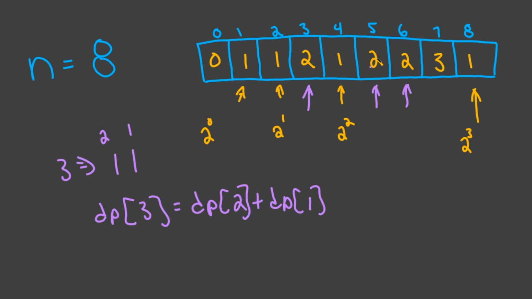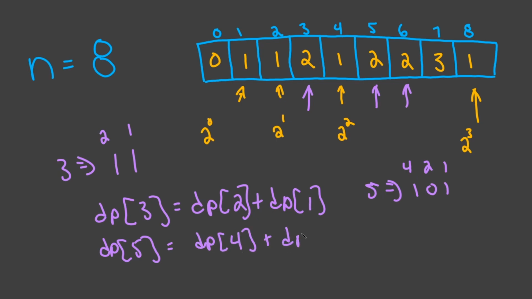Well, let's see if it holds for 5. So dp of 5, what would that be? Well, we know that 5 in binary is going to be equal to 1, 0, and 1. This is the 4-bit, 2-bit, and 1-bit. So we can say that dp of 4 plus dp of 1 makes up 5. So what we're noticing here is that we're using the most significant bit and then just adding 1 to it.